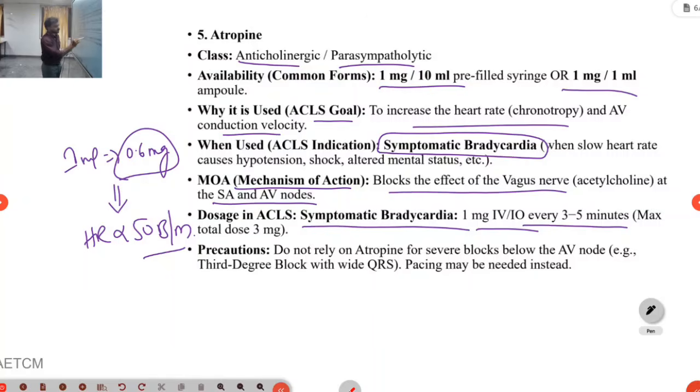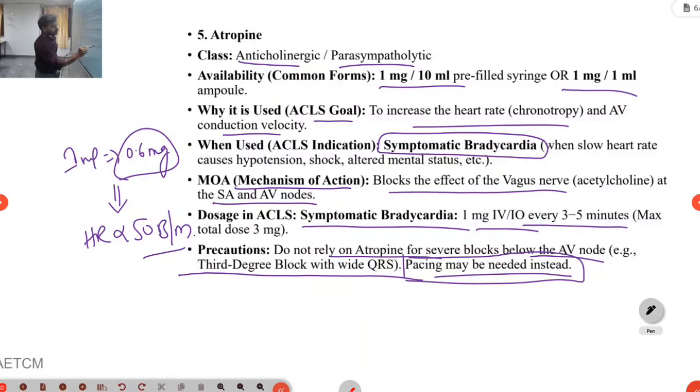Precautions: do not rely on atropine for severe blocks below the AV node. If the patient is having a heart block below the AV node, then we have to be very cautious, especially in the case of third degree heart block. What is third degree atrioventricular block? There will be atrioventricular dissociation. In those conditions, atropine may not be a good choice, or it may not be effective in increasing the heart rate. Whatever it may be, we have to get an expert consultation. We need to shift the patient to the cath lab for transvenous pacing, so we may need to use pacing.